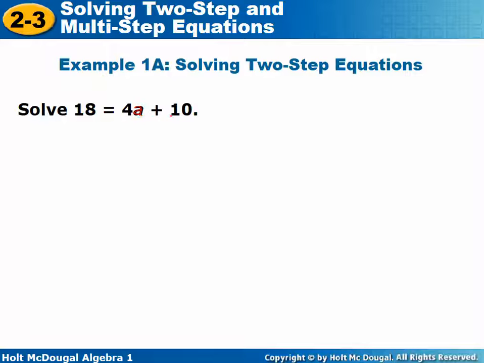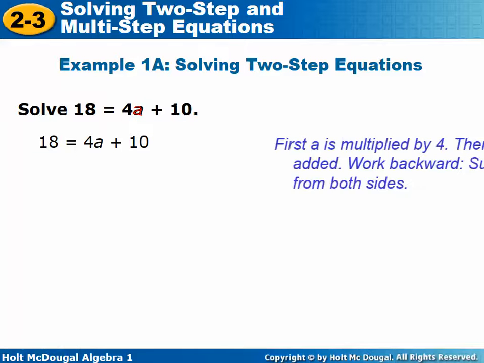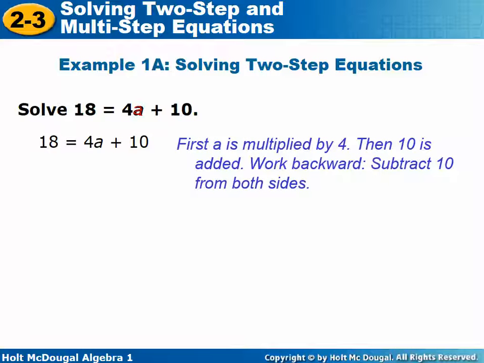So the last thing that happened was adding 10. So that's the first thing that we're going to undo. We're going to subtract 10. And again, you have to do it to both sides of the equation, just like in the previous two lessons, because that keeps the equation balanced. So we subtract 10 from both sides. Once you do that, you have a one-step equation that you've already been working with.